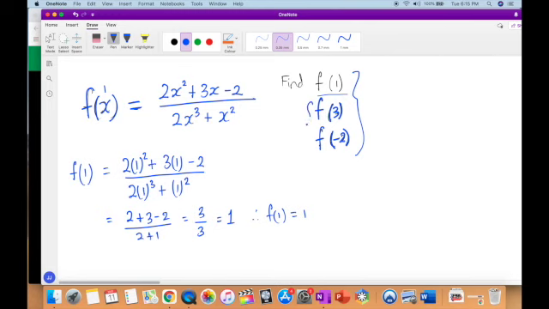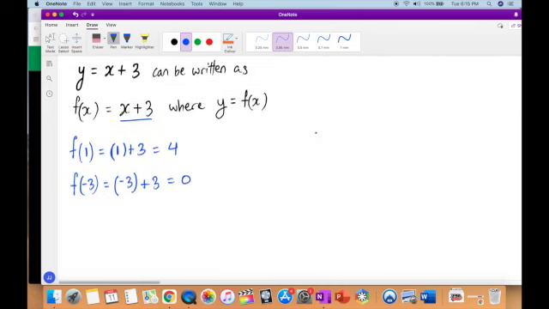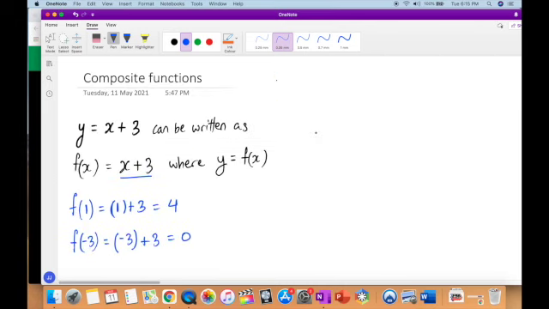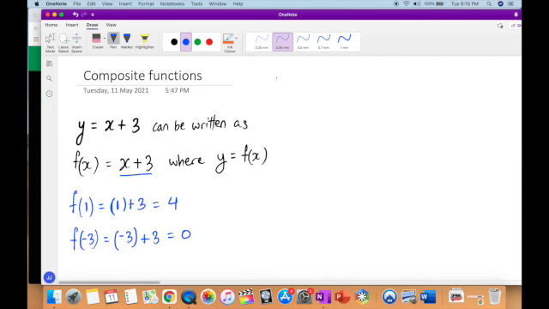Shazay, I have 4 minutes to do f of 3 and f of negative 2. And the topic we're doing today is composite functions, right? So 4 minutes, guys. And Shazay, this is what you missed out on over here. We have a function y equals x plus 3, we could write it as f of x equals x plus 3, where really f of x is the same as y.